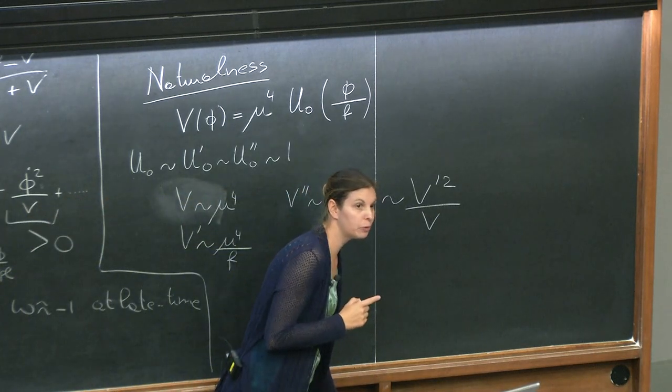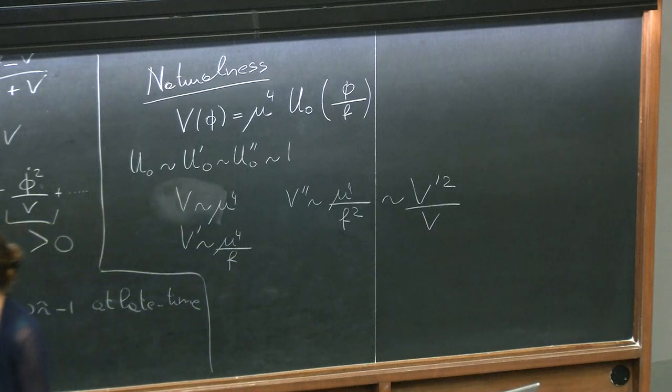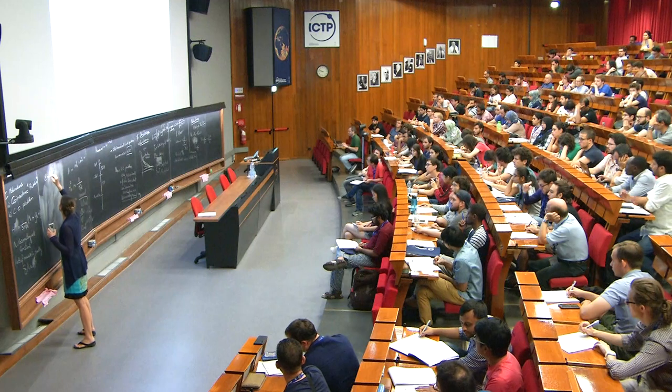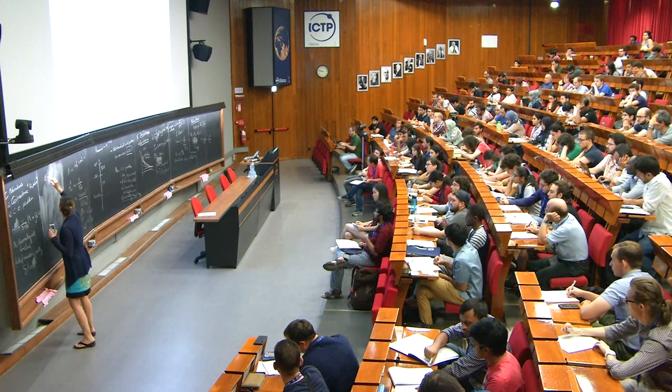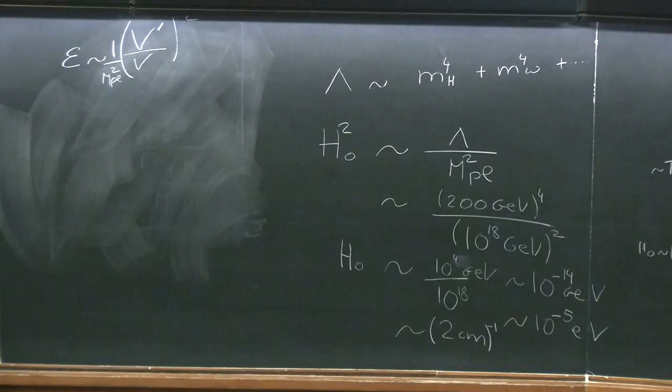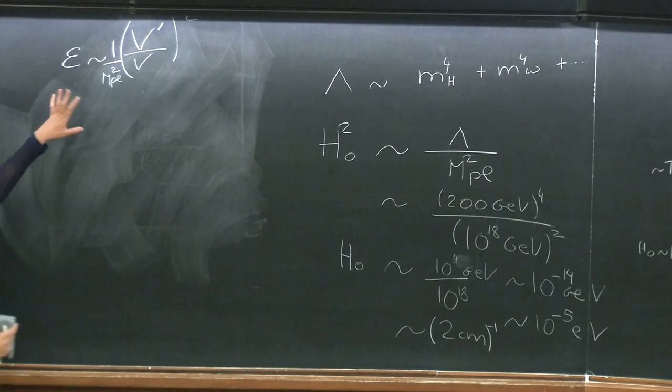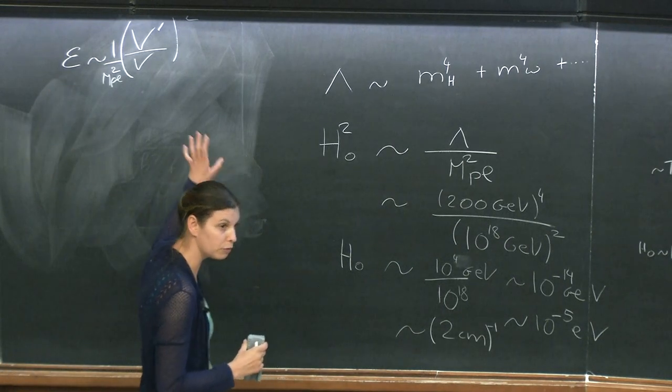But now we'll borrow what you've seen in inflation, as I heard yesterday. During inflation, you define the slow roll parameters. I don't know exactly how you defined it, but I suspect it was something like the second derivative of the potential over the potential, squared, times 1 over M Planck squared. Was it that? Yeah? OK, there may have been a factor of two in there, but roughly.